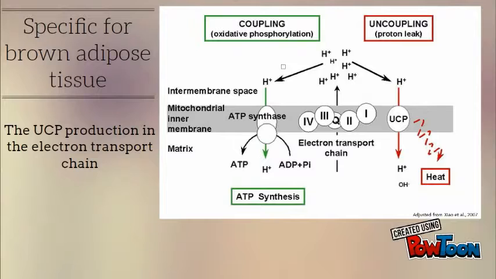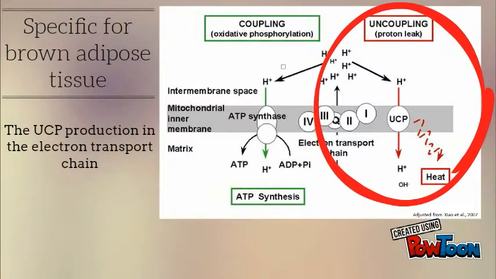UCP1 is the central mediator of thermogenesis in BAT. UCPs are transmembrane proteins that decrease the proton gradient generated in oxidative phosphorylation. They do this by increasing the permeability of the inner mitochondrial membrane, allowing protons that have been pumped into the intermembrane space to return to the mitochondrial matrix. UCP1-mediated heat generation in brown fat uncouples the respiratory chain, allowing for fast substrate oxidation without ATP production.